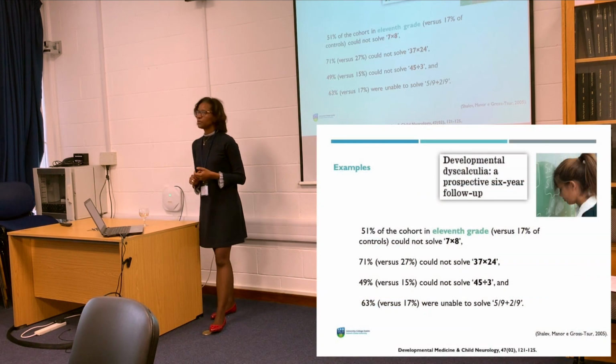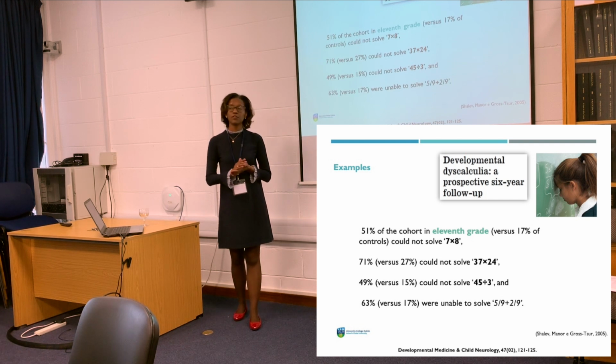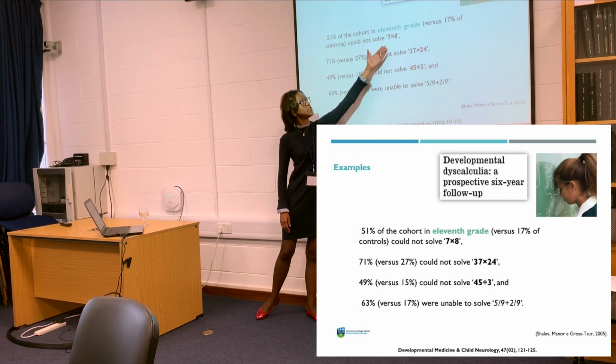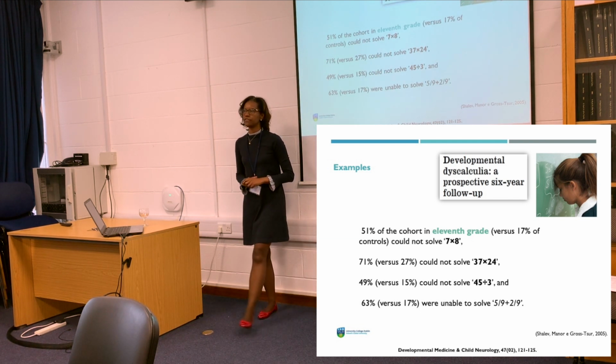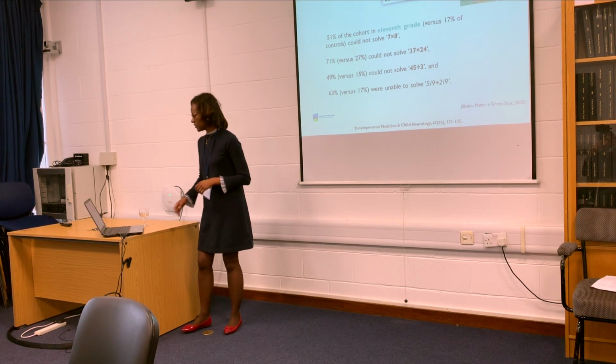In this study, they were seeing children from 11th grade, and it's impressive that at 11th grade, they have difficulties to make 7 times 8, or 45 divided by 3, and fractions and more complex multiplications.